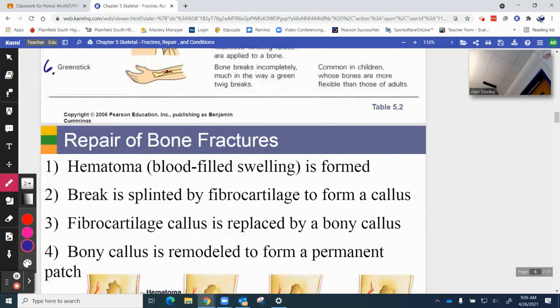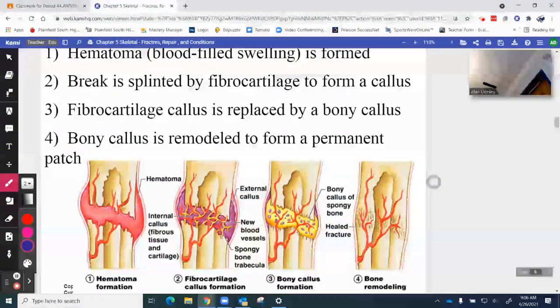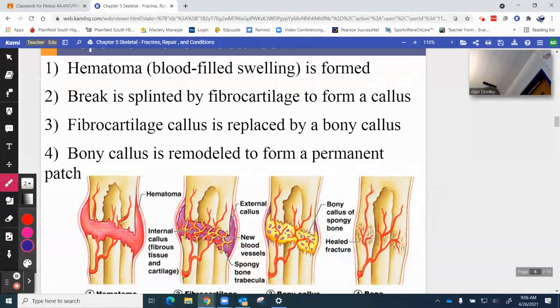For repair of those fractures, there's a four-step process. The first step is just a hematoma. This is where blood will fill in that gap between the bones. This is why a lot of times when people break something, they say it will swell worse than when they sprain it. That's not always the case.